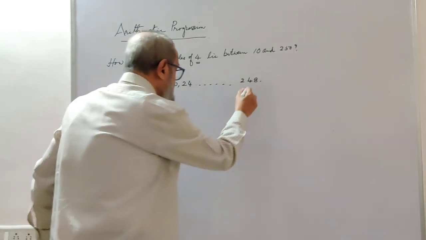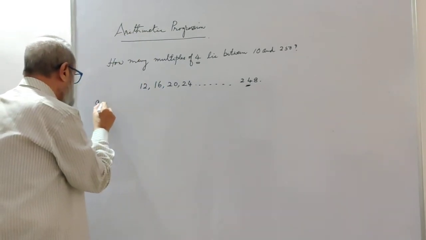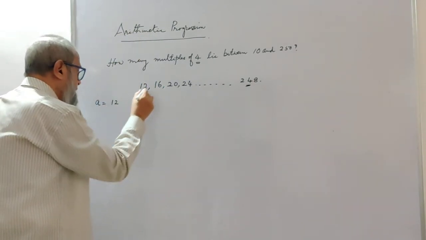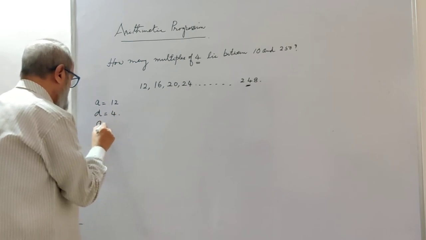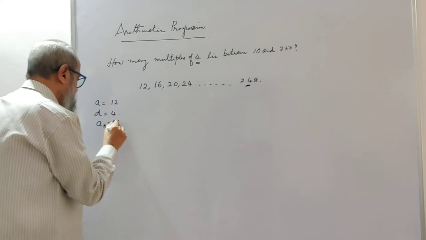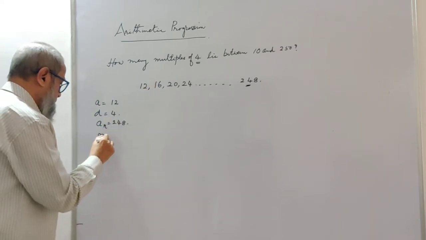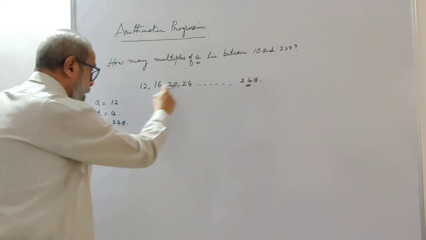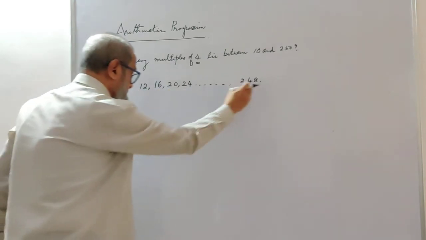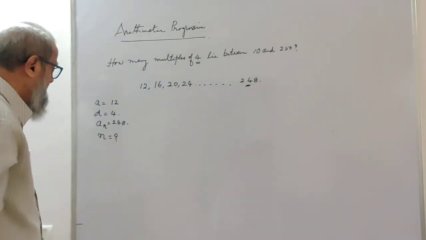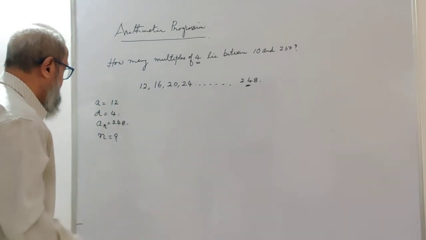Now, this is the nth term, let us say. So, we know A is 12, we know D is 4, and we know AN is 248. What we want to know is what is N. That is, how many terms are there in this progression from this to this? That is what we have to know. It is something like the first problem which we did in the video.